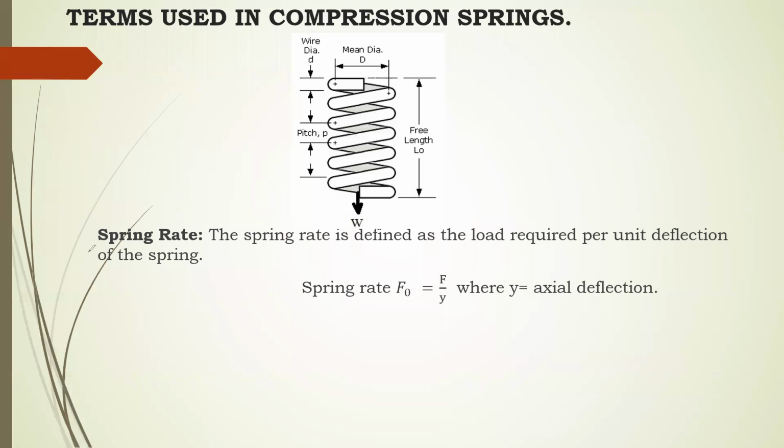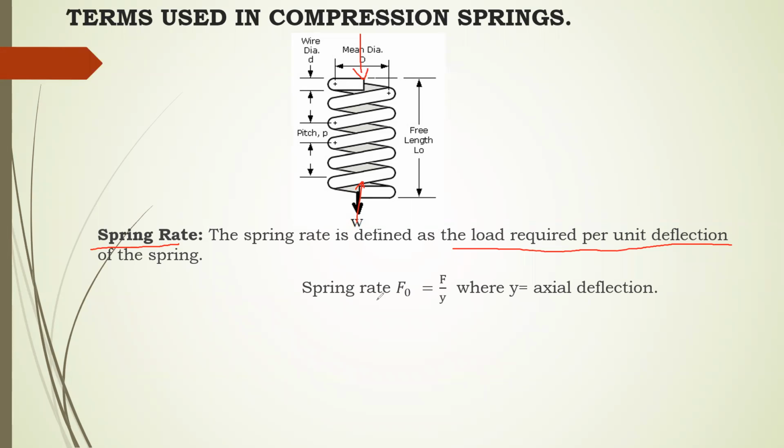Now, the next definition is spring rate. The spring rate is defined as the load required per unit deflection of the spring. For example, we are applying some load to the spring. What load is required so that the spring can deflect 1 meter or 1 millimeter, a unit deflection? If we consider one spring, to elongate or compress it by 1 meter, how much force must be applied? That is called spring rate.